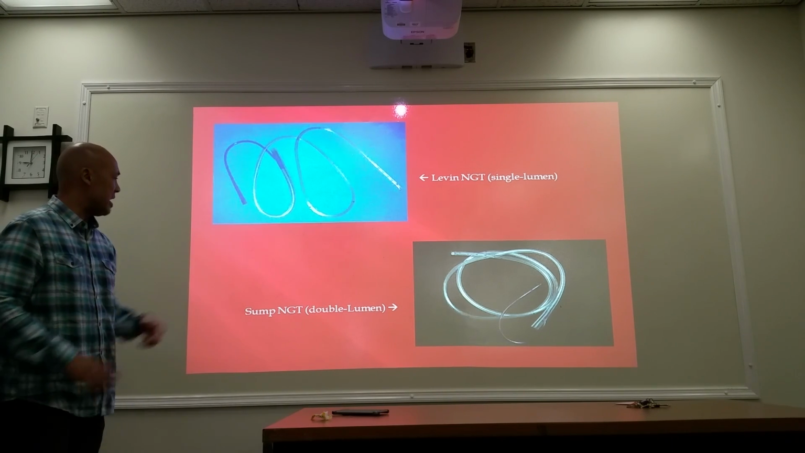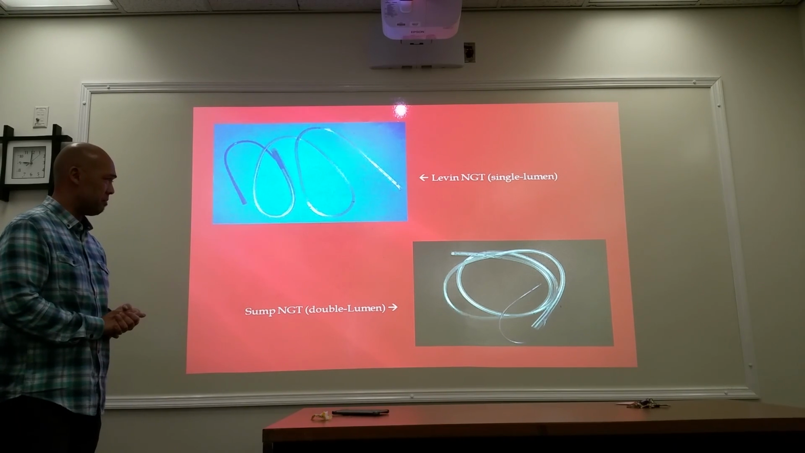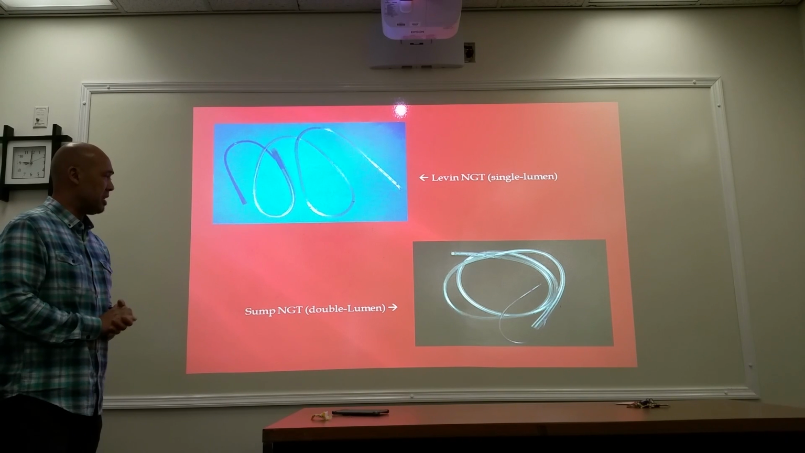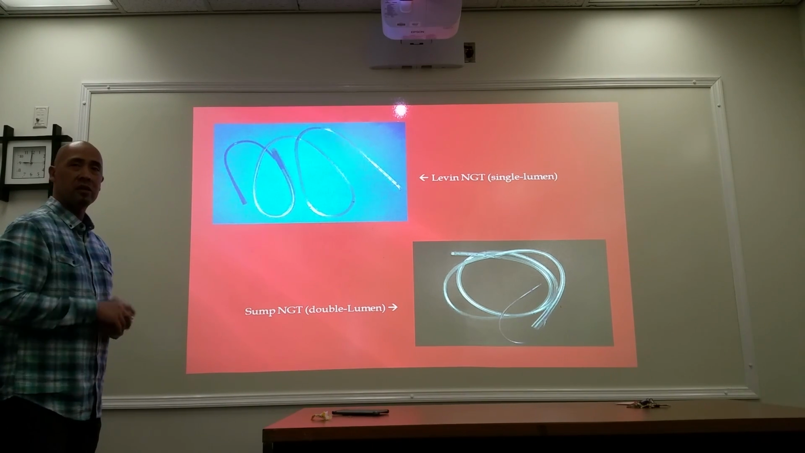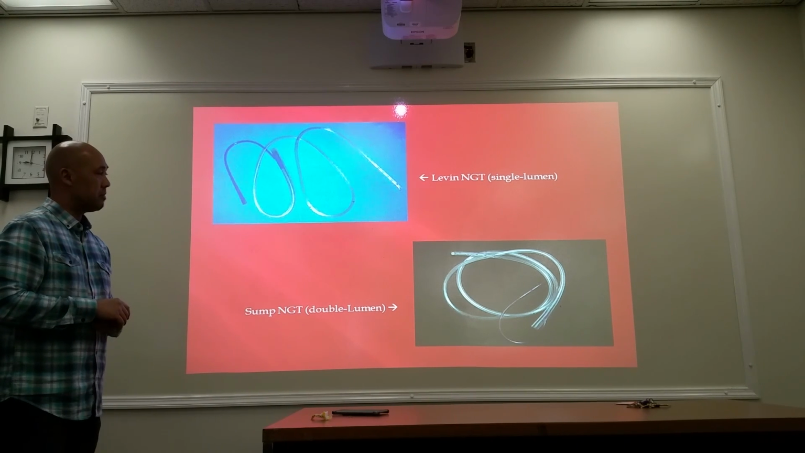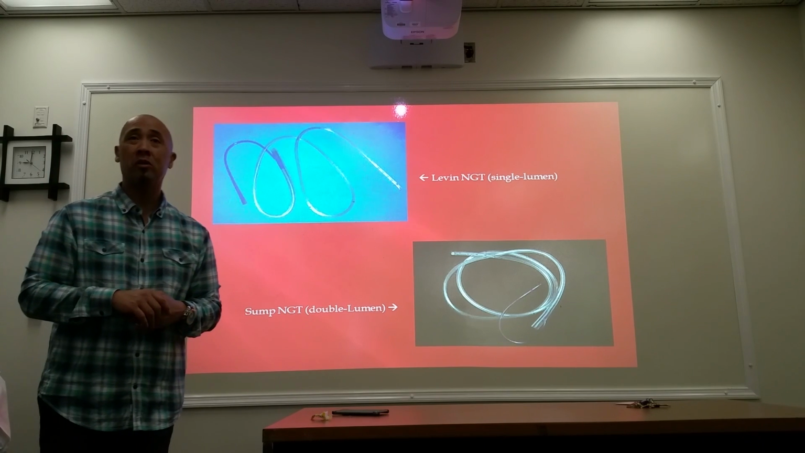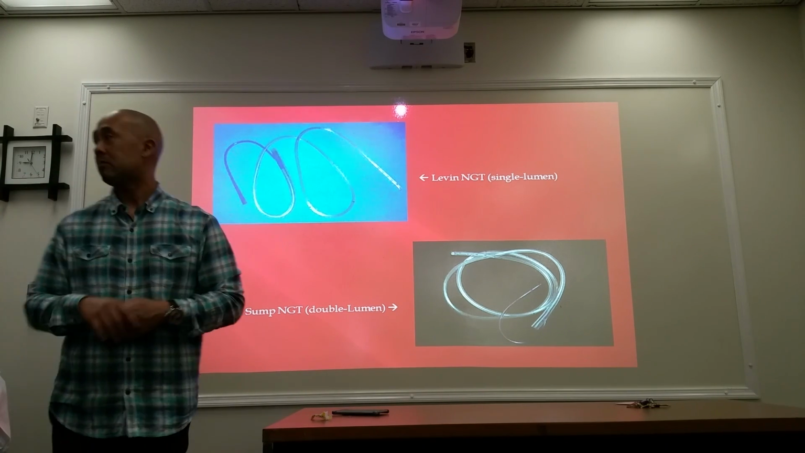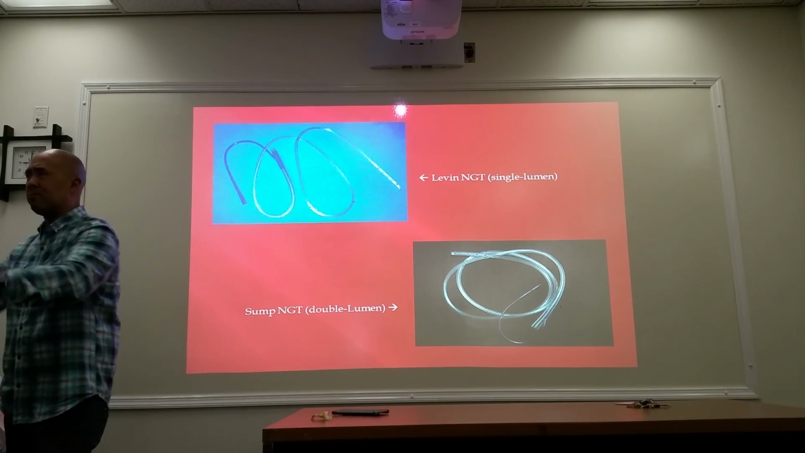And then you also have a double lumen sump. Again, two openings. So you can take things out and instill things simultaneously. No balloon tip here, guys. No balloon tip. All right, any questions?